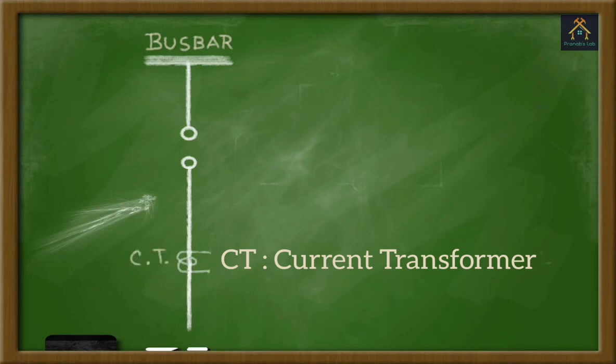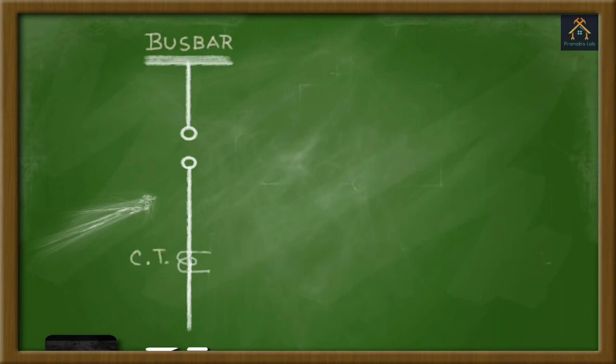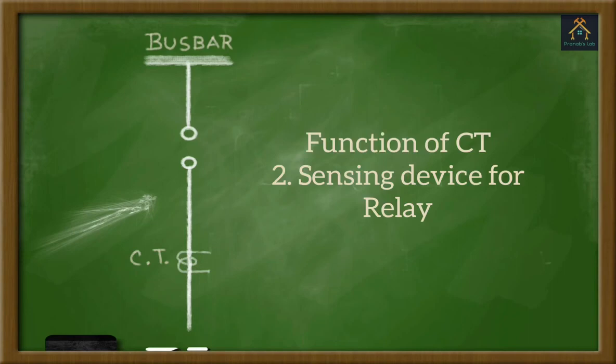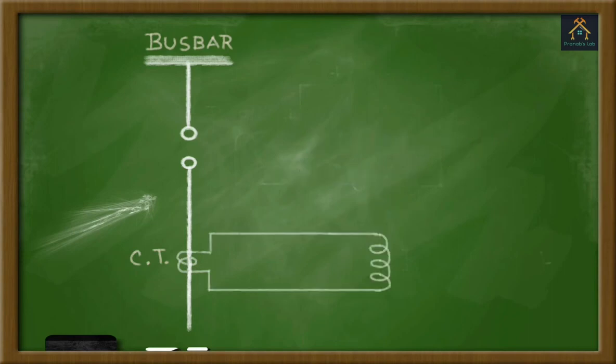Basically a CT is used to perform two basic functions. Firstly, to step down the current and measure the line current at a certain ratio, and secondly, it works as a sensing element of a relay. In the figure, you can see the CT secondary terminals are connected with a relay coil.